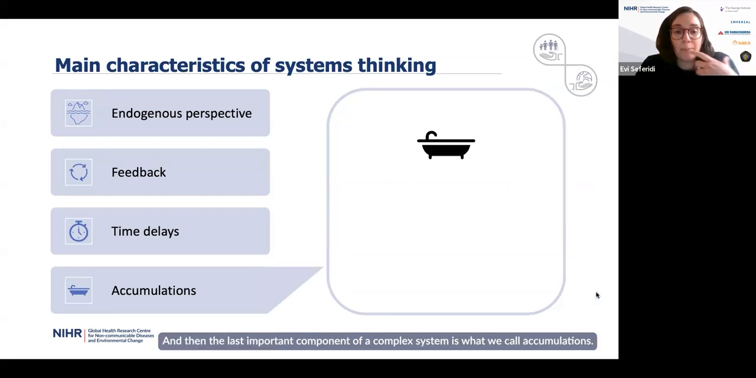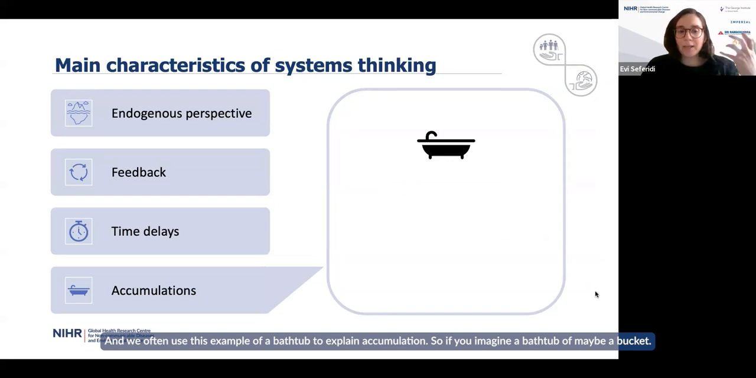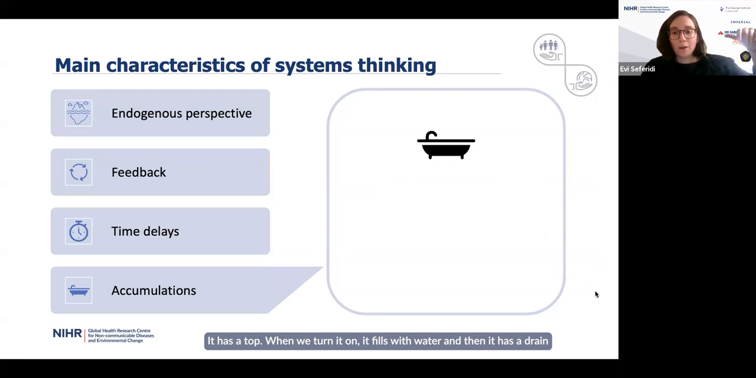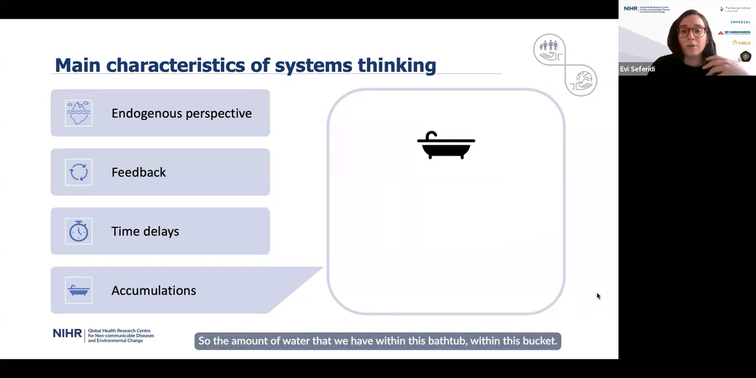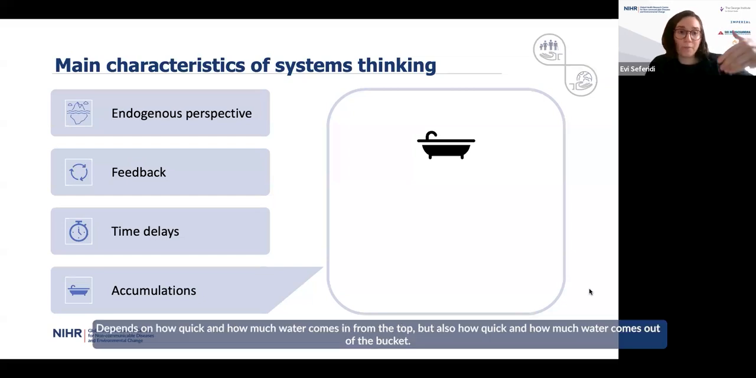And then the last important component of a complex system is what we call accumulations. And we often use this example of a bathtub to explain accumulation. So if you imagine a bathtub or maybe a bucket that has a tap, when we turn it on, it fills with water, and then it has a drain where water comes out. So the amount of water within this bathtub, within this bucket, depends on how quick and how much water comes in from the tap, but also how quick and how much water comes out of the bucket.